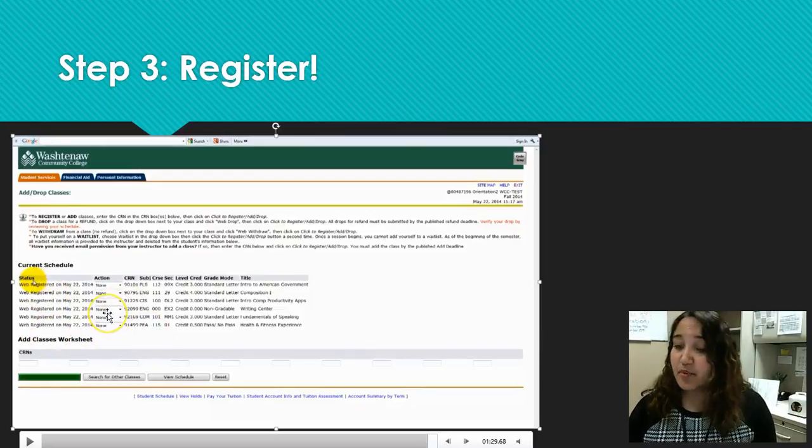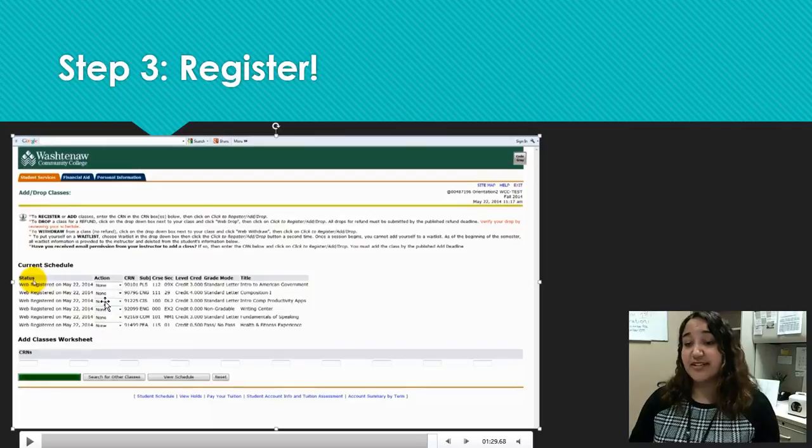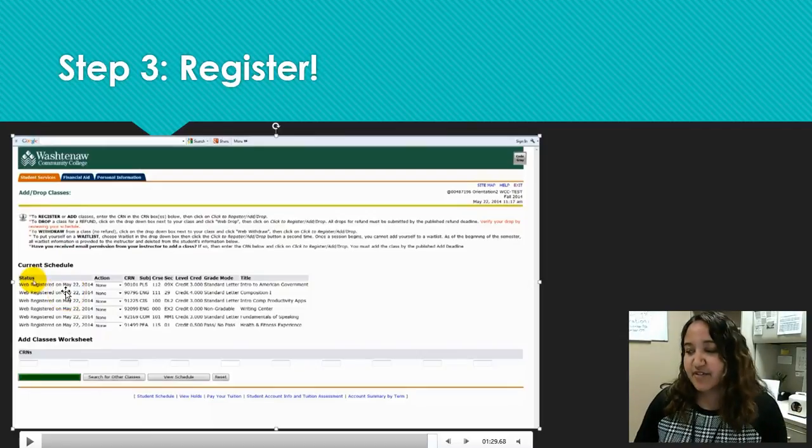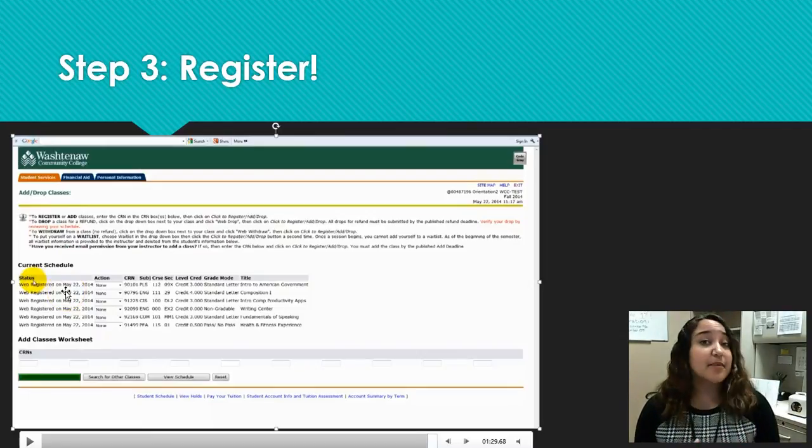If for some reason something went wrong, if you tried to sign up for 2 classes that were at the same time, if you tried to sign up for something that has a prerequisite, if you try to sign up for something that's full, you'll get some sort of error message here where it says status. And that is when you might have to go back to your list of backup classes.